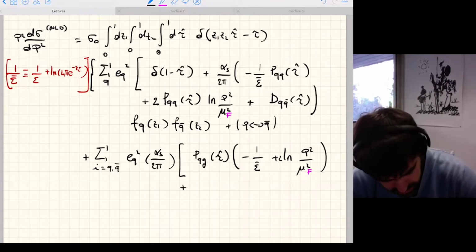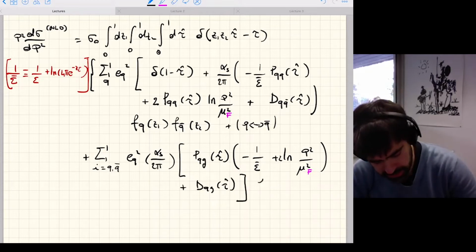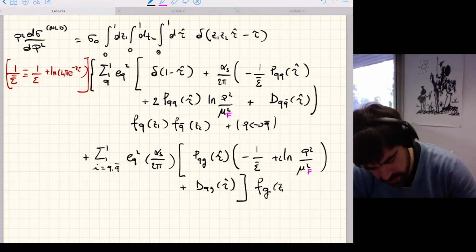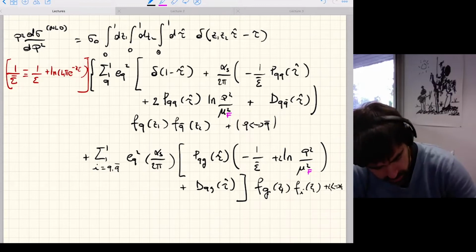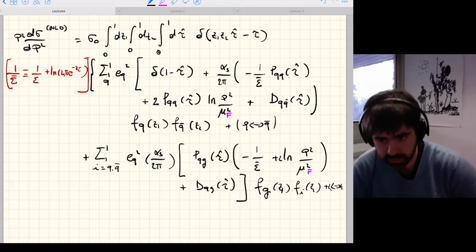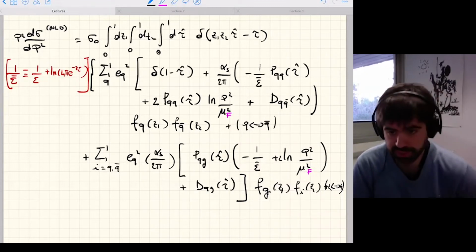And plus the Q G of tau hat. And this is multiplied by f g of z1, f q of z2, and then again I have to symmetrize z1, z2. Okay, so this is the result I have so far, written in full glory on one side.